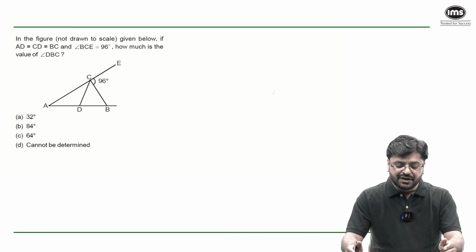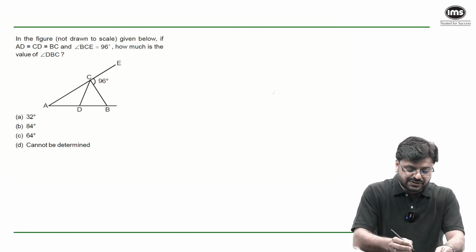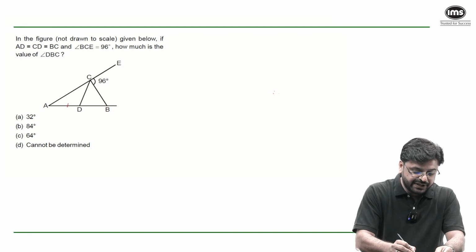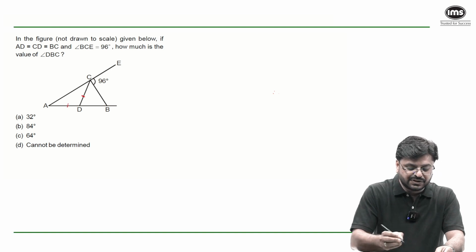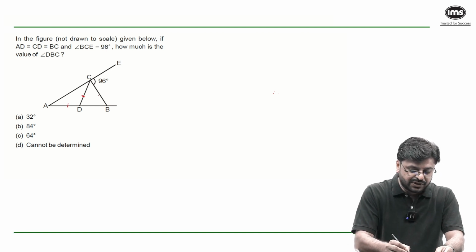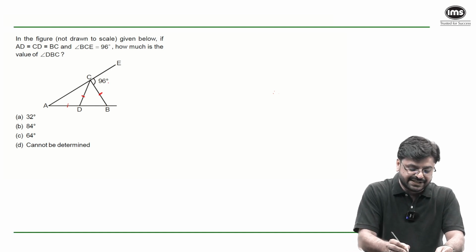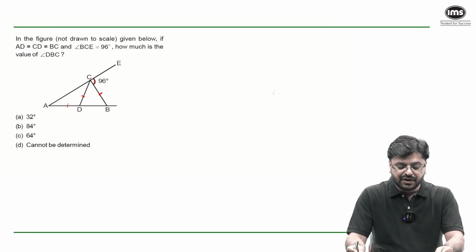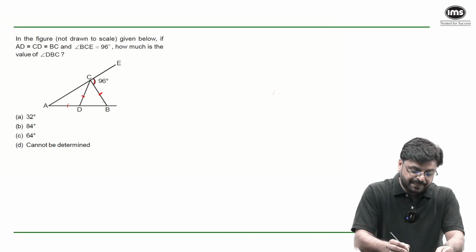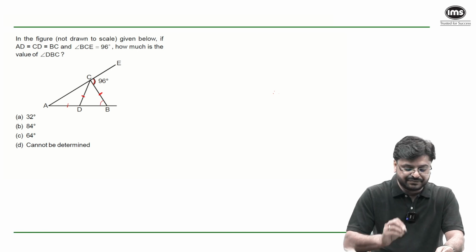It says, in the figure, which is not drawn to scale given below, AD equal to CD, which is also equal to BC. Angle BCE is 96 degree, this is given. How much is the value of angle DBC? We need to find this angle.